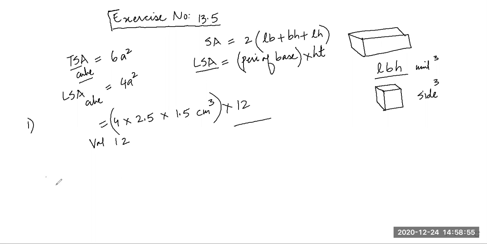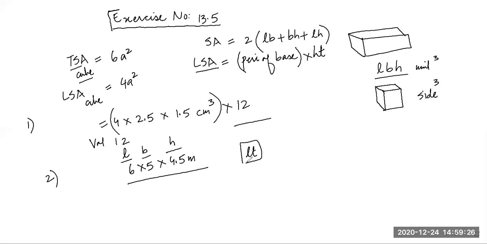Good. Question 2. A cuboidal water tank is 6 meter long. So the dimensions are 6 meter into 5 meter wide and 4.5 meter deep. Students, always remember, imagine the first dimension to be length, the second one to be breadth, and the third one to be height. Always do it like this. So how many liters of water can it hold?